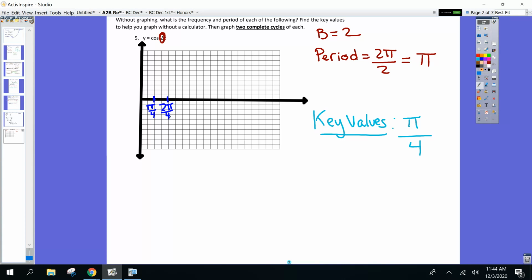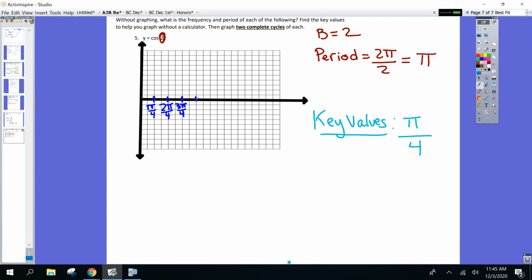I don't care if it's reduced or not on the graph. So does everyone see how we got there? Pi plus another pi gives me 2 pi. Suggestions on what the next one's going to be if I keep doing this. Pi over 4, 2 pi over 4, 3 pi over 4. Next one. What do you think the next one's going to be?